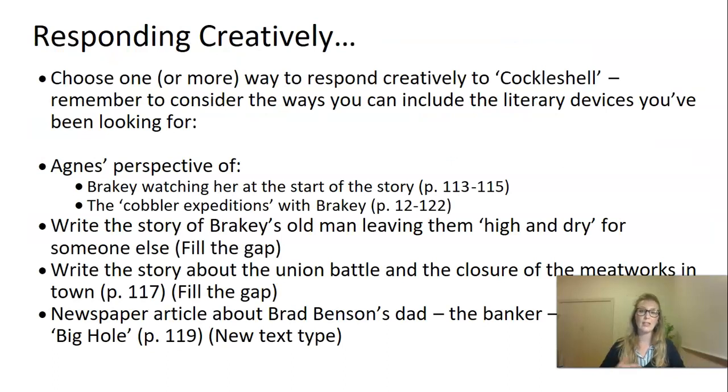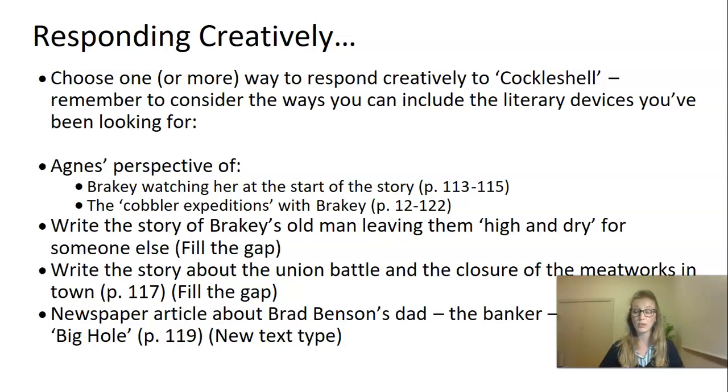Now, lastly, you're going to be responding creatively to Cockleshell. There are lots of options for you to respond creatively. Here, choose one or more ways to respond creatively to Cockleshell. Remember to consider the ways you can include the literary devices you've been looking for. The first example is that you can look at Agnes's perspective of Breaky watching her at the start of the story, the cobbler expeditions with Breaky. In this instance, we are having a change in perspective.